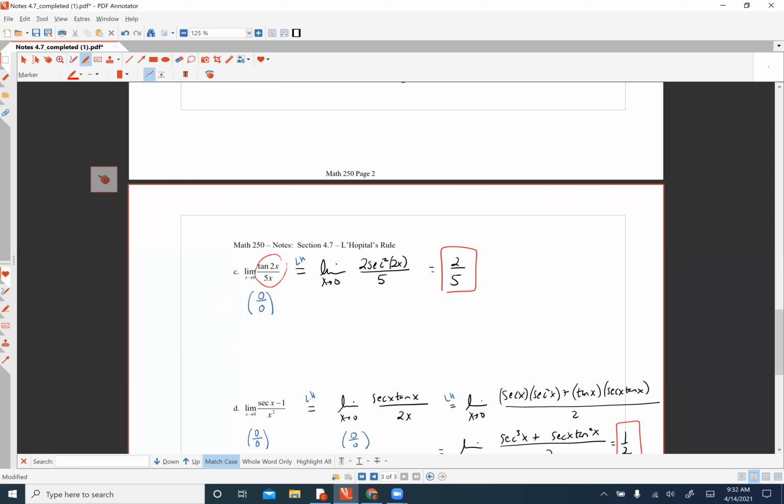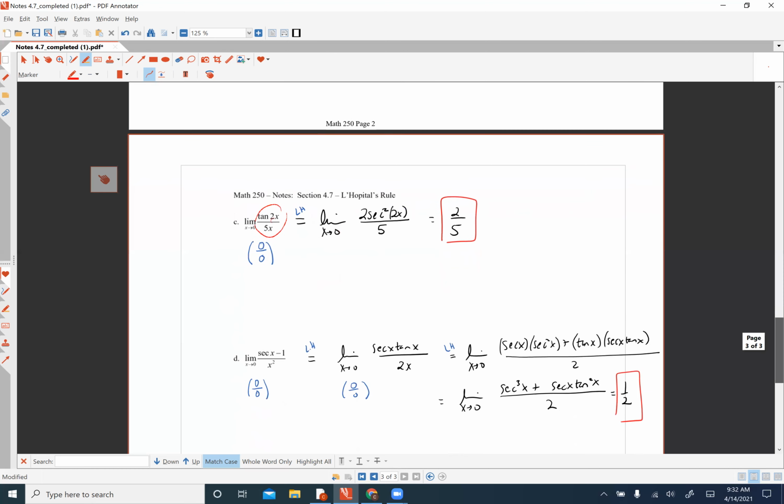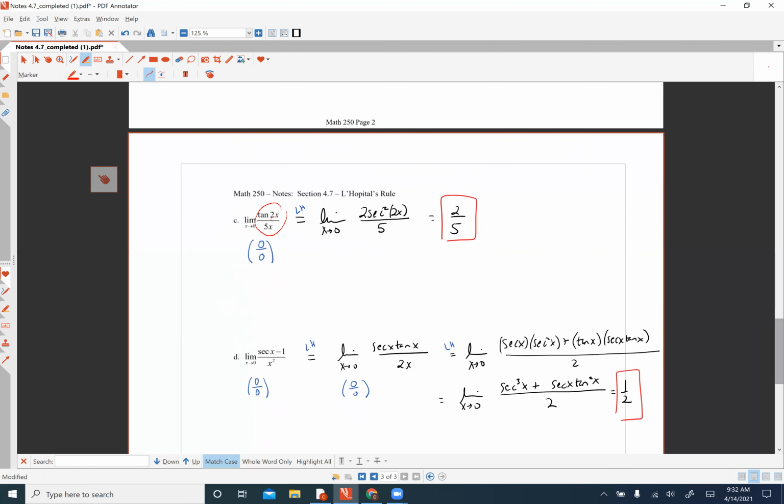Take the derivative of the numerator and the denominator. First of all, make sure you apply the chain rule correctly, or else you'll get the wrong answer. The derivative of tangent of 2x is secant squared of 2x, and then you have to multiply by the derivative of the inside, 2x. So the derivative of the numerator is 2 secant squared of 2x. The derivative of 5x is just 5. Now it's just 2 over 5. See how this maybe oh-my-God problem turns out to be relatively easy, as long as you know how to take the derivative of tangent of 2x.